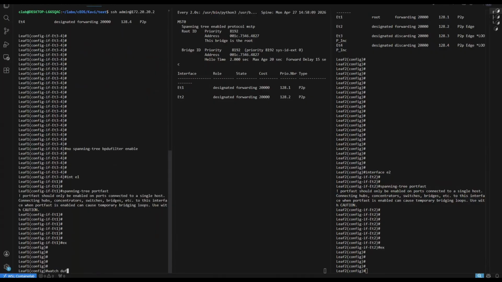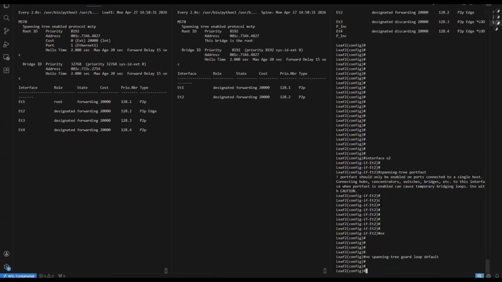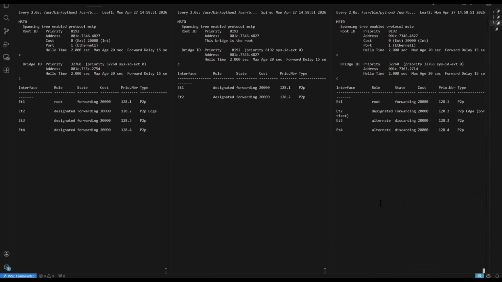Watch. Okay. Let me remove the loop guard as well. So I have many test cases pending as well. We'll be doing those test cases as well. So let me do something here. Watch. Okay. Right now, on configured port fast, you can see that port fast is configured on ET3, sorry, ET2, on leaf 2.